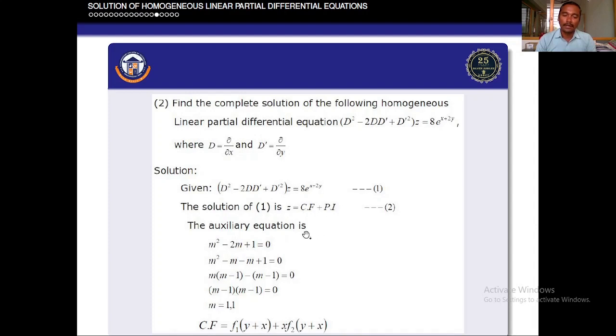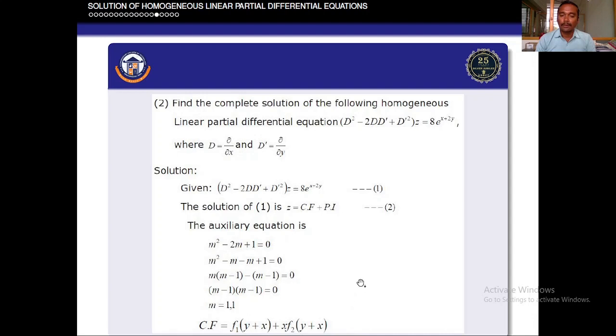For that we need the auxiliary equation for the given one. So write the auxiliary equation by substituting D and D dash values. So D square equals m square, minus 2D D dash equals minus 2m, plus D dash square equals 1. So m square minus 2m plus 1 equal to 0. Its factorization gives the roots of this auxiliary equation. Here the roots are 1, 1, that is real and equal values. So its complementary function is f1 of y plus x plus x into f2 of y plus x.